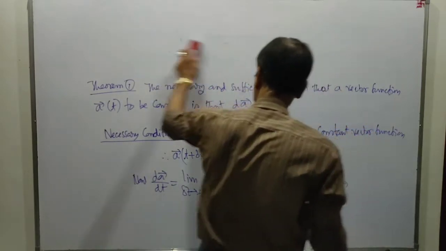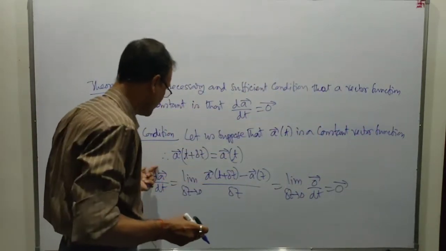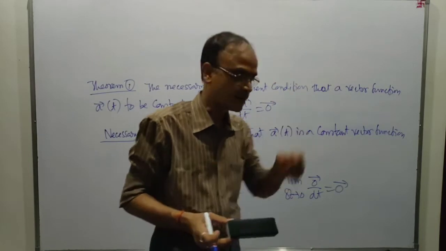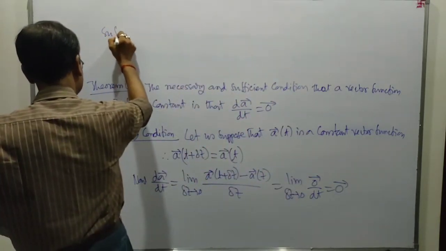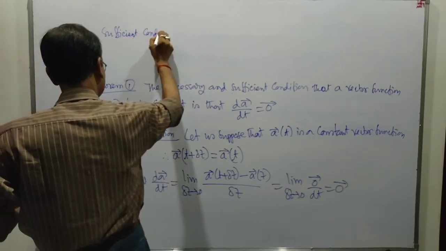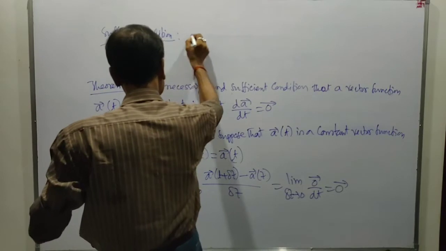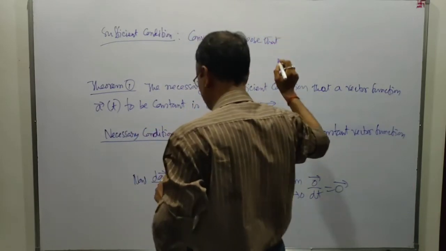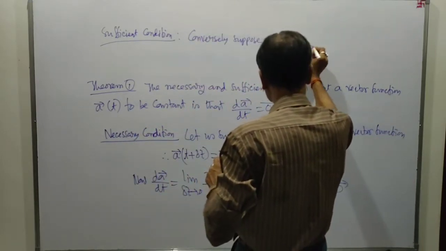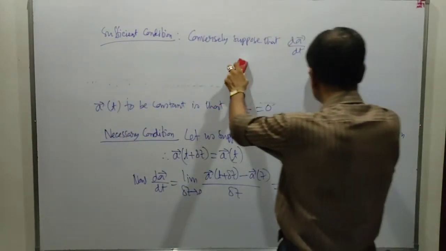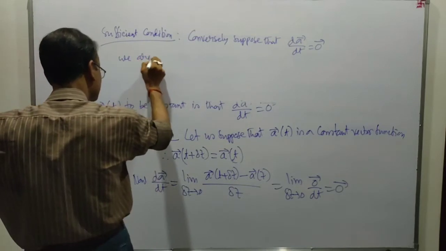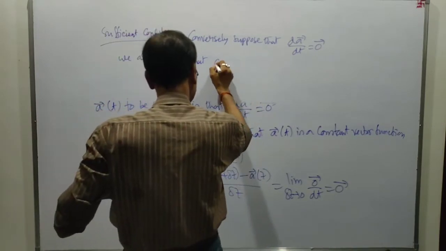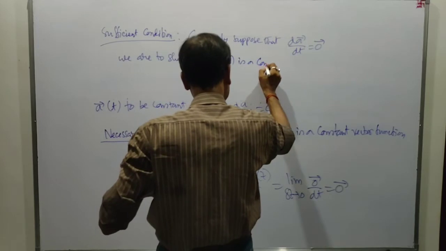Sufficient condition. Conversely, suppose that dA vector by dt equals 0 vector. Then we have to show that A vector t is a constant vector function.